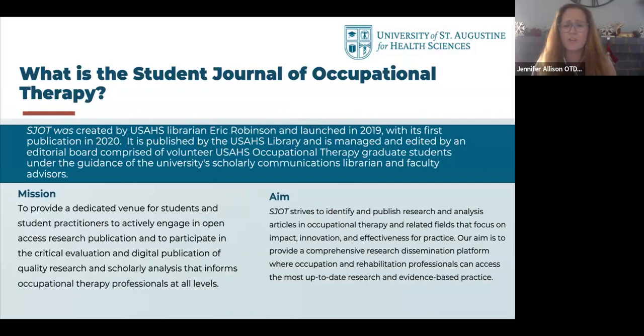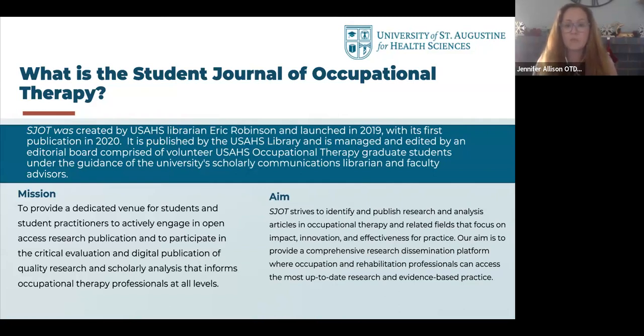So what is the Student Journal of Occupational Therapy? It was created in 2019, so we're not that old. It was created by Eric Robinson, who is a librarian with the university, and the first publication actually went out in 2020. So the goal is to publish 2 articles a year, but that just kind of depends on how many we get with each year. And it's completely run by students with advisors and mentors to help us through the process, because we're still learning too, but ultimately we are the ones who drive this journal.